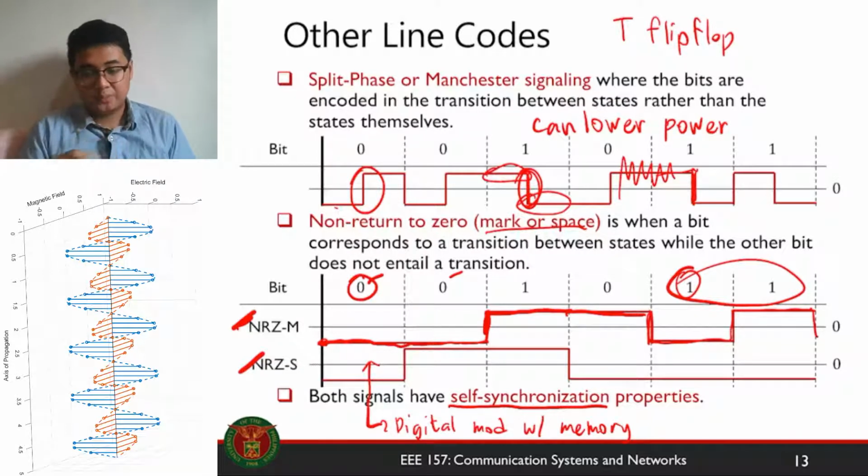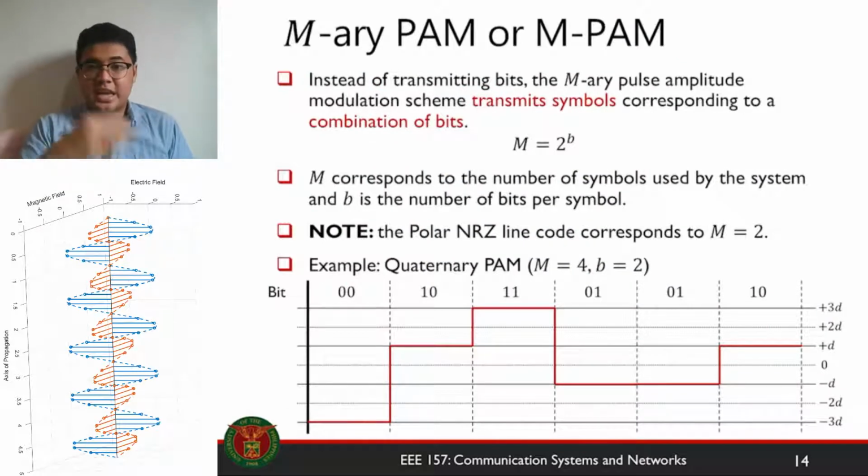Okay? So, that is your different line codes. The problem with line codes is that you only limit the modulation to 1 bit per symbol. And you can already do a lot of things actually, but what if we want to transmit more bits, but we are limited in bandwidth? Let's say your channel is limited in bandwidth, but it's not limited in power. You can transmit a larger power here. Then that is where the M-ary PAM or MPAM will be used.